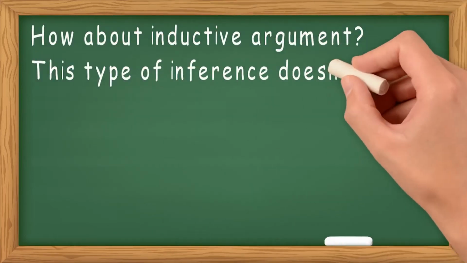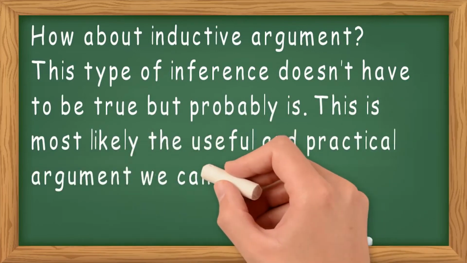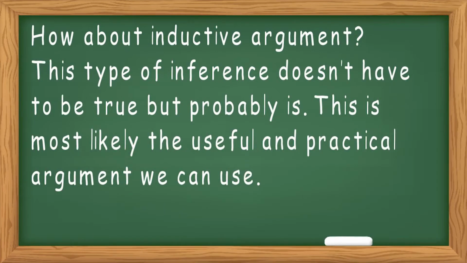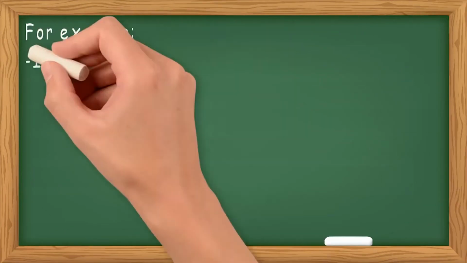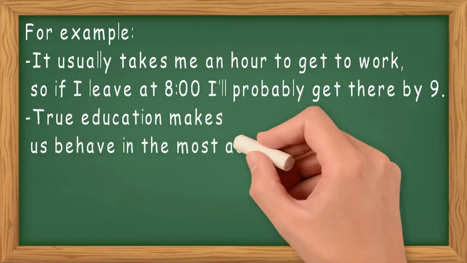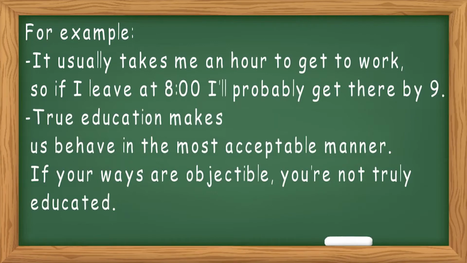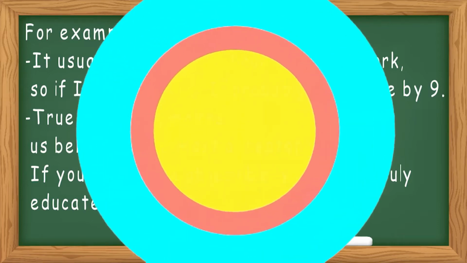How about inductive argument? This type of inference doesn't have to be true, but probably is. This is most likely the useful and practical argument we can use. For example, it usually takes me an hour to get to work, so if I leave at 8, I'll probably get there by 9. True education makes us behave in the most acceptable manner. If your ways are objectionable, you're not truly educated.